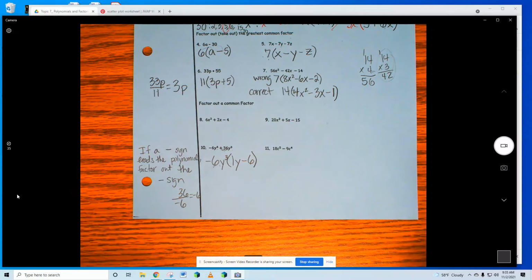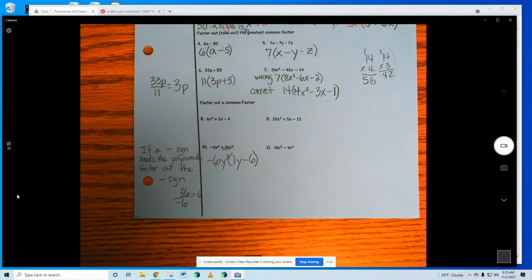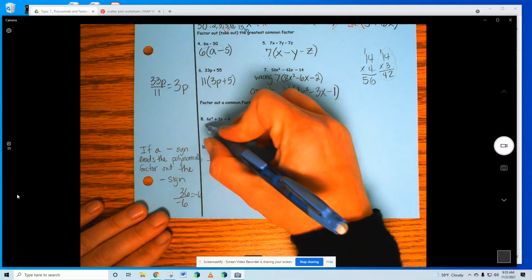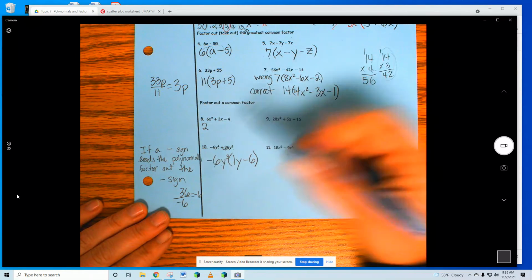What did you guys get for number 8? Someone tell me. What did you take out of a 6, a 2, and a 4? A 2, but I didn't need to take out an x because the 4 doesn't have one. So I can't take an x with it.